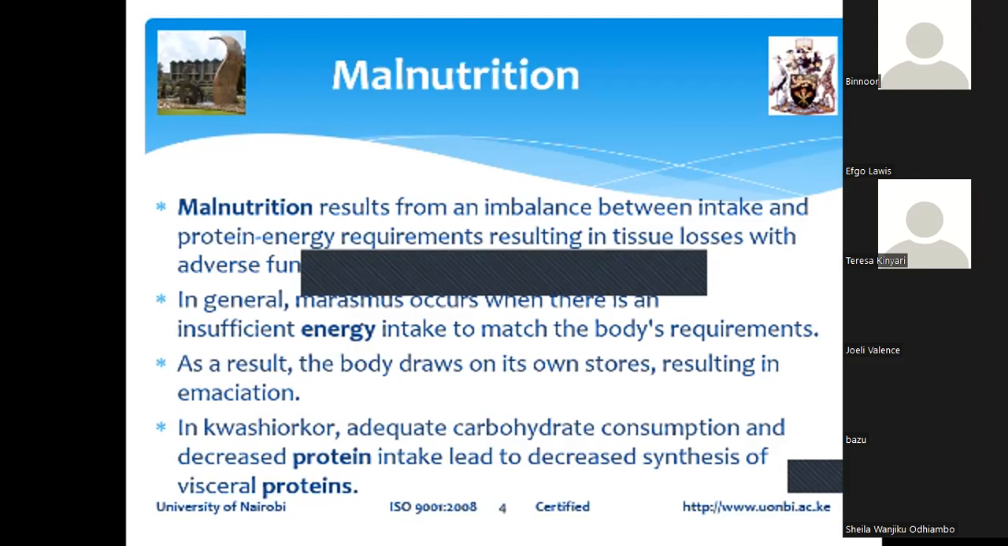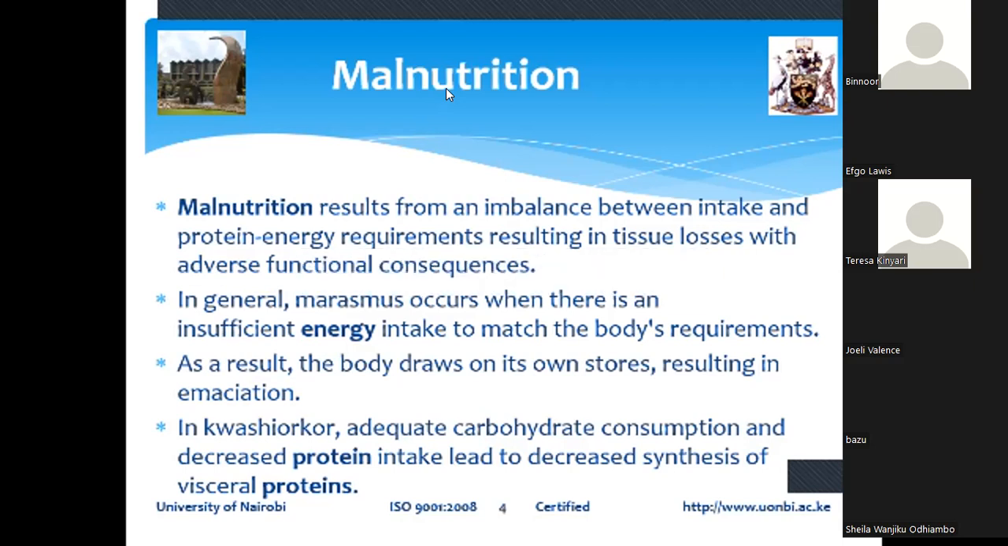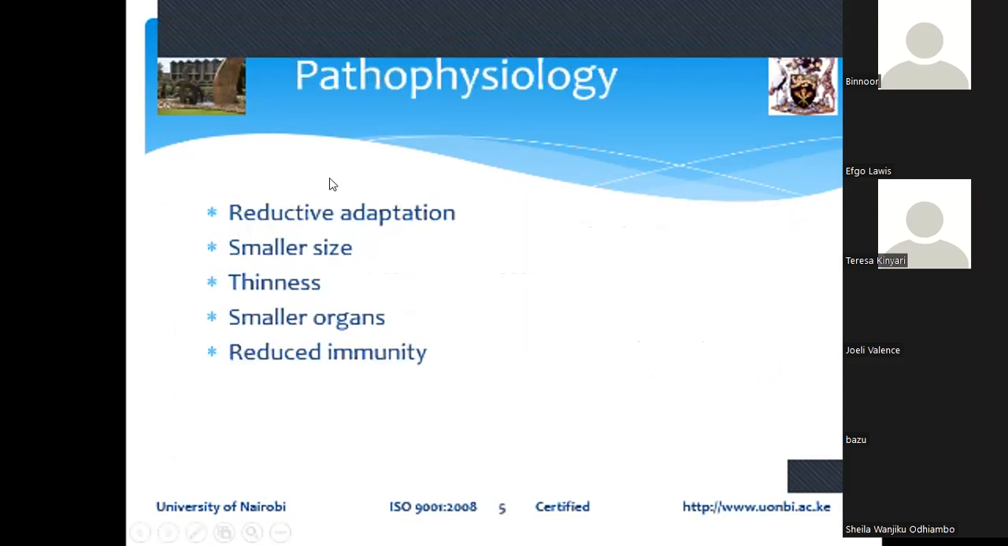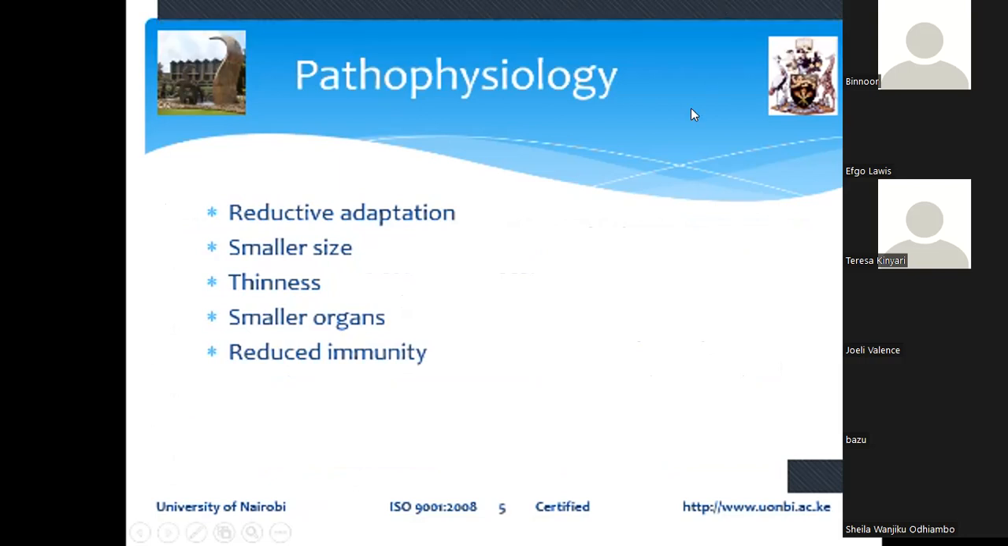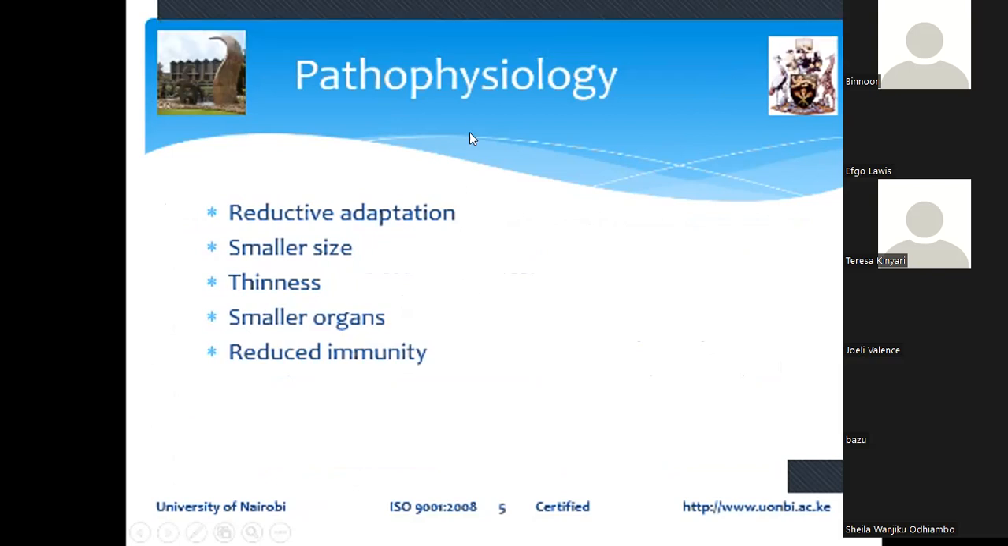Again, it's important for you to distinguish between kwashiorkor and marasmus. In marasmus, we have insufficient energy intake, while in kwashiorkor, we have insufficient protein intake. In the pathophysiology of malnutrition, we have reduced adaptation, and also a smaller size and thinness, smaller organs, and reduced immunity. So basically, this is a result of lack of nutrition.